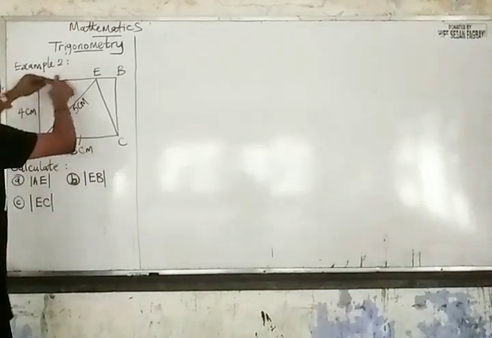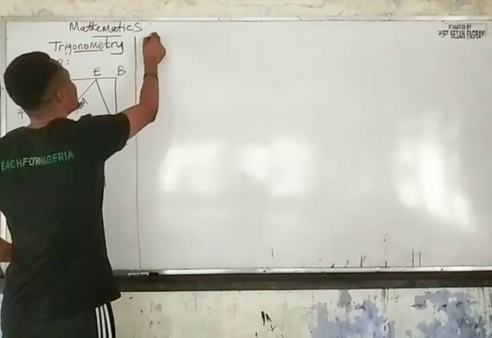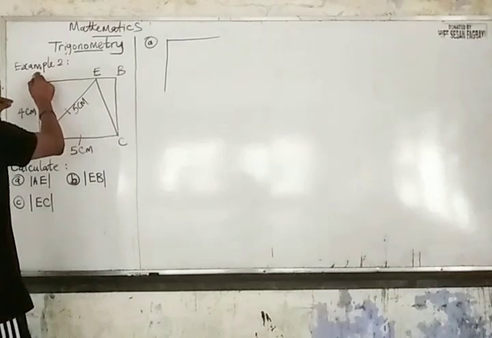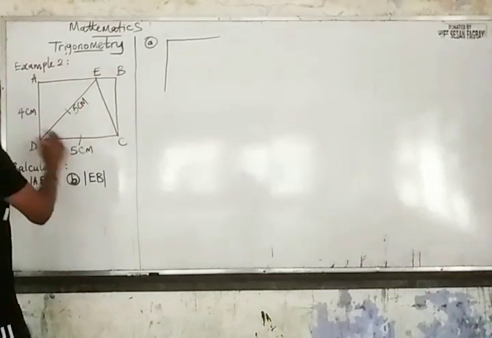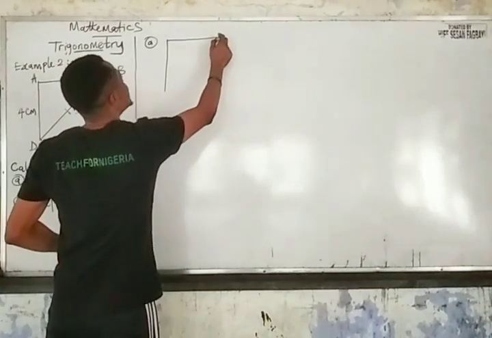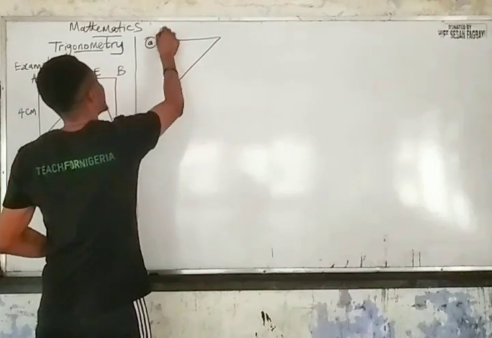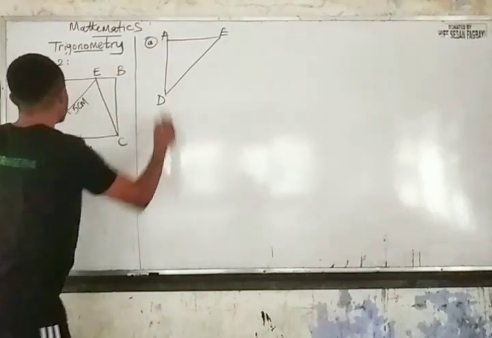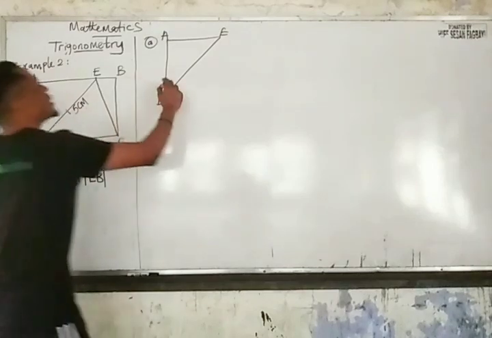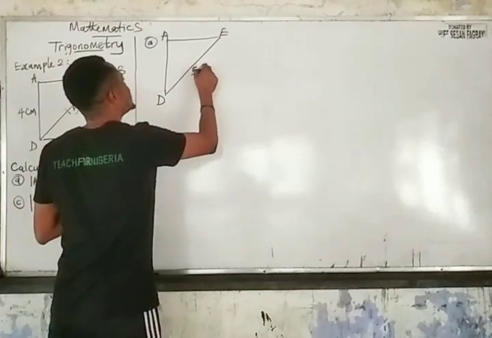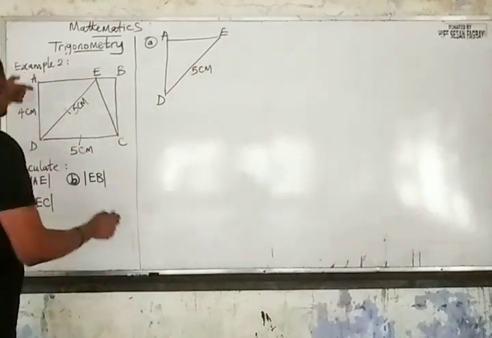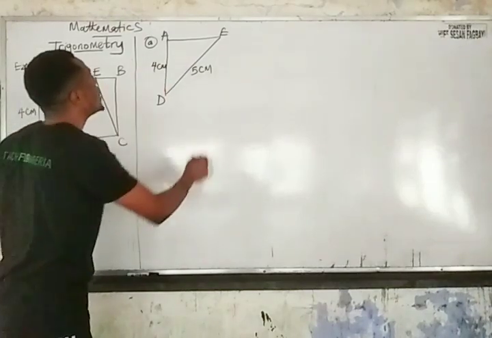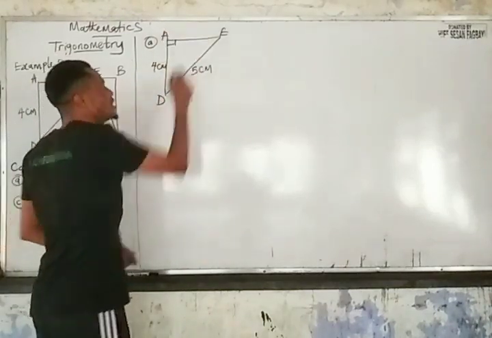To get the AE, we bring out this triangle. From triangle AED, this is my A, I got E here, and the D is given here. Of course, this line is 5 centimeters. Then from A to D is given to be 4 centimeters. Now, I'm looking for AE.